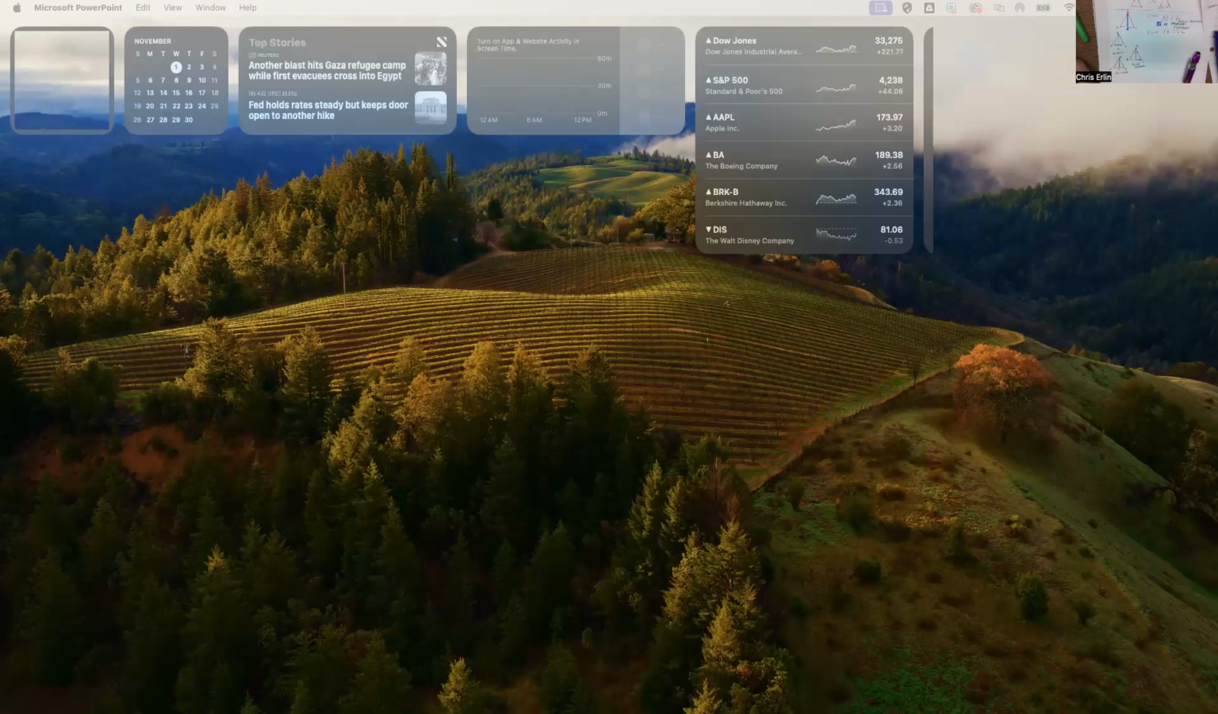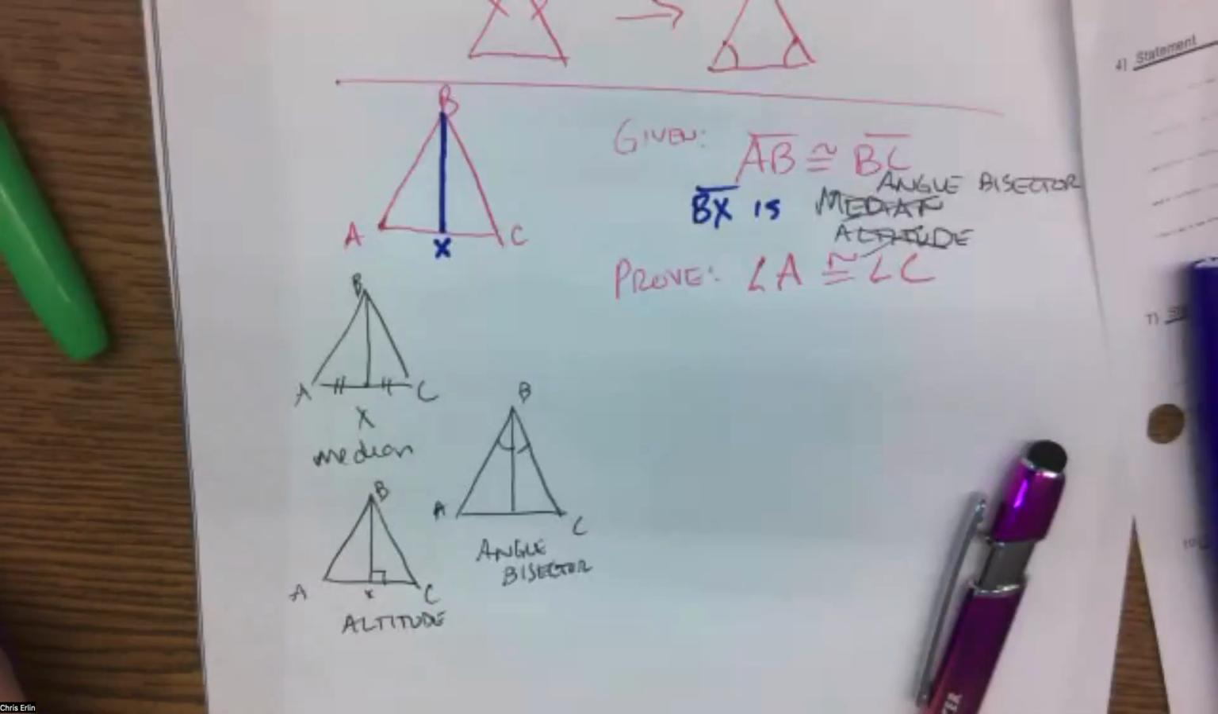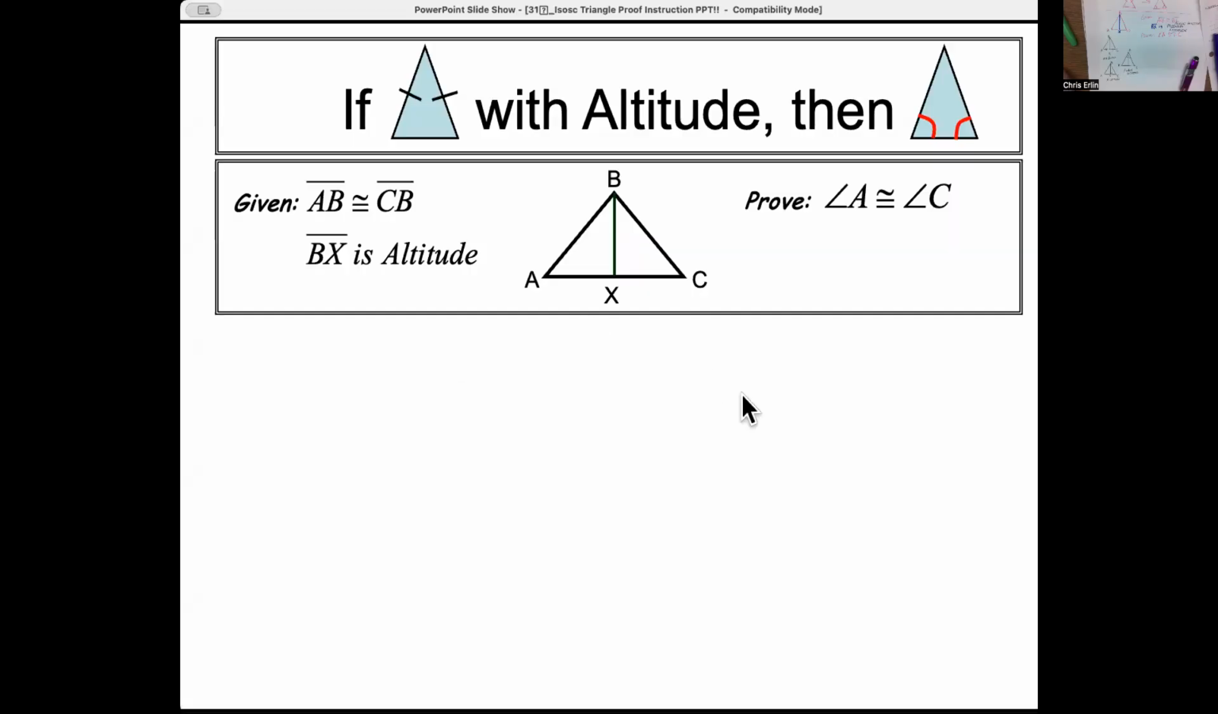Okay. So we're going to do the first one with an altitude. We're going to say, if I have an isosceles triangle with an altitude, hold on one second, I'm not so sure I'm actually sharing the right screen. That's what I want. Okay. So if I've got an isosceles triangle with an altitude drawn, BX specifically is an altitude now, then I'm going to prove that my base angles are congruent.